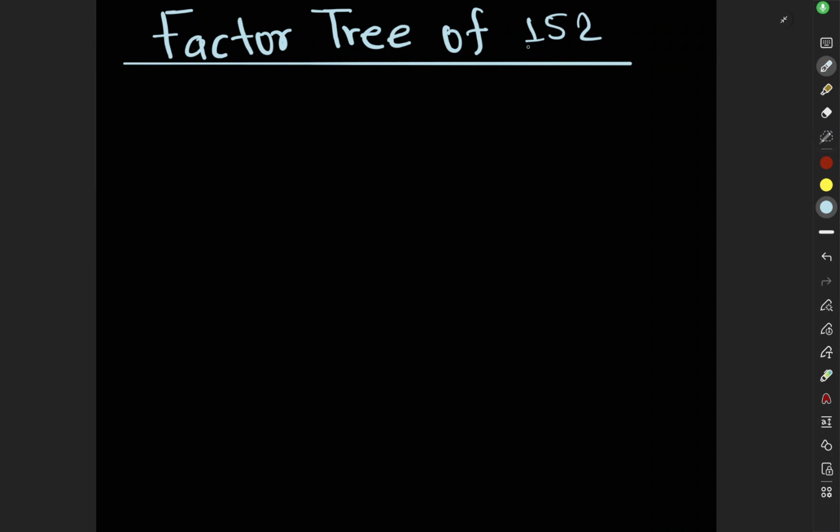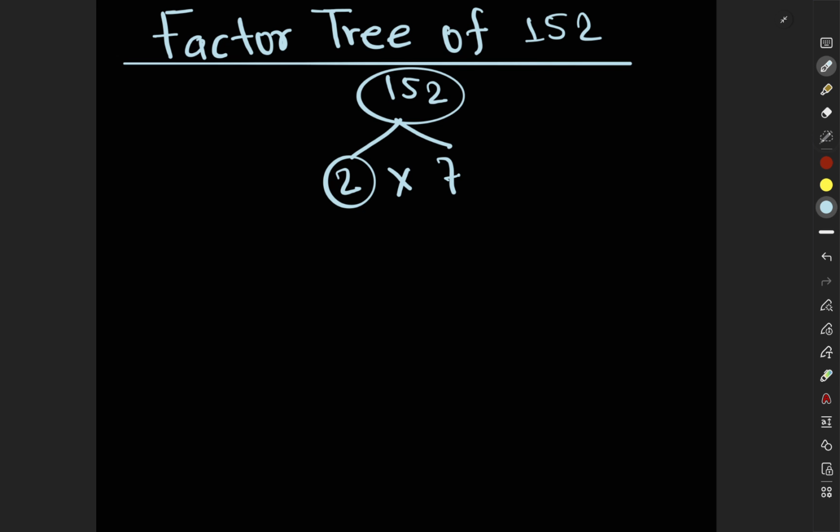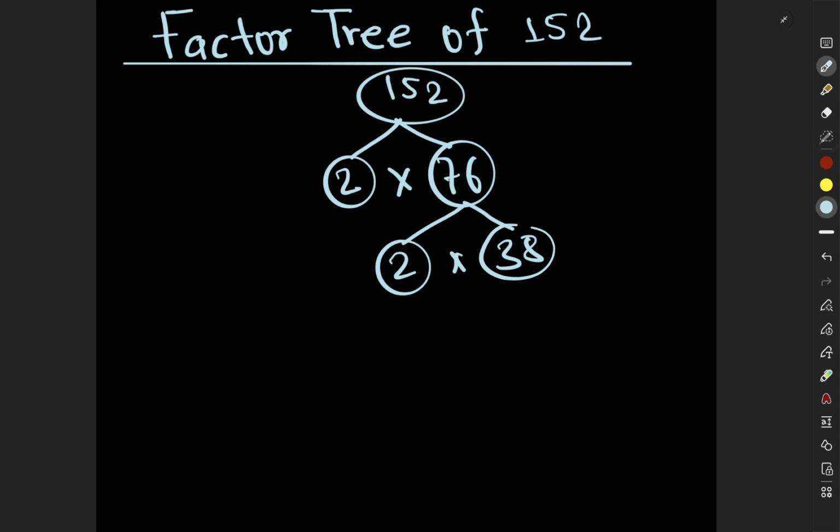Factor 3 of 152. So 152 can be written as 2 times 76. 2 times 76 means 152. Like 76 can be written as 2 times 38. 2 times 38 means 76.